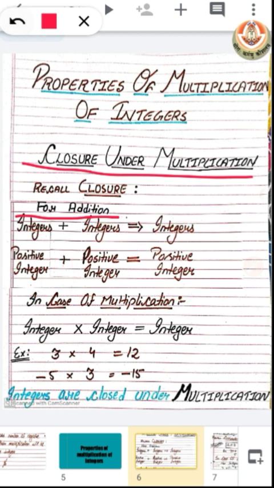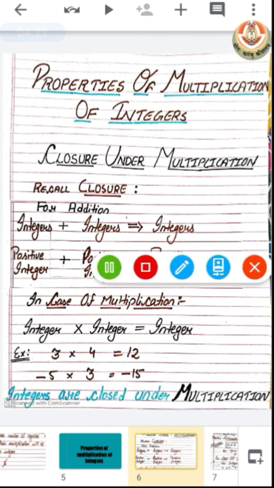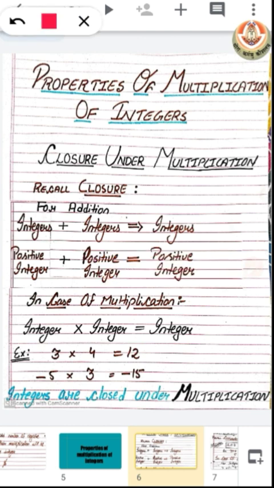Don't get confused. If we take two or more numbers and perform a particular operation between them, and the resultant is also from the same group from which we took the numbers, this is the case of closure. Now let's check whether multiplication is also closed for integers or not.